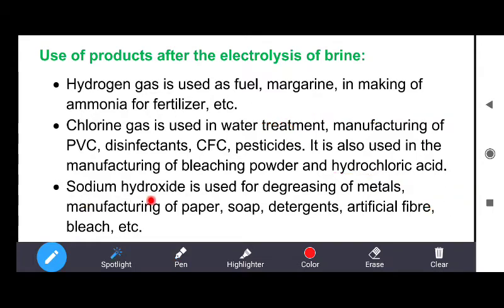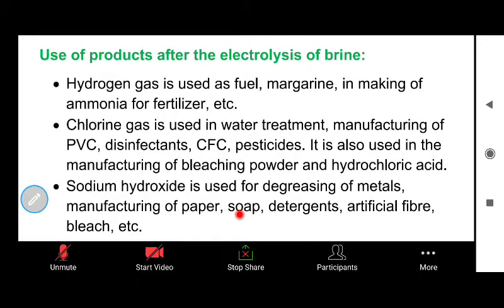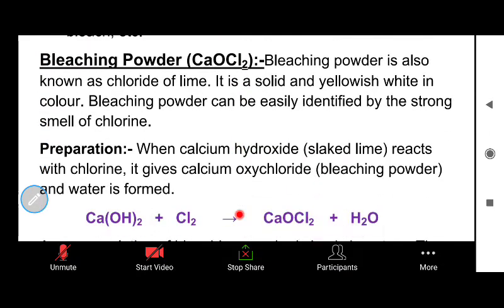And the main product is sodium hydroxide, which is used for degreasing of metal, manufacturing of paper, soaps, detergents, artificial fibers, bleach, etc. Sodium hydroxide is mainly used in the manufacturing of soaps, and the manufacturing of soaps from fat and oil with the help of sodium hydroxide is known as saponification. I will discuss this reaction later.